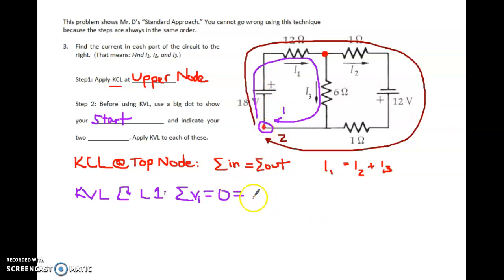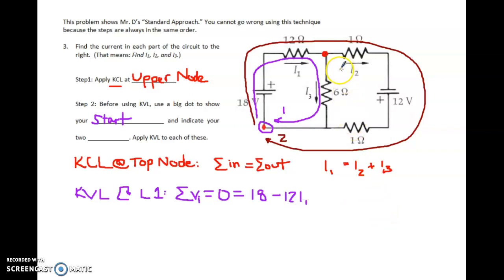First thing I encounter is a battery. I am going through the battery the correct way, so it boosts my voltage by 18 volts. Then I'm crossing a resistor, and that resistor drops the voltage. It's a 12 ohm resistor, and it has current I1 going through it. So I got minus 12 I1 like that.